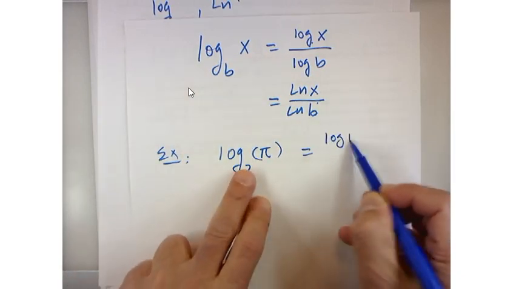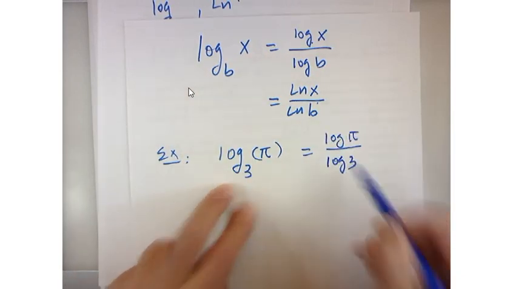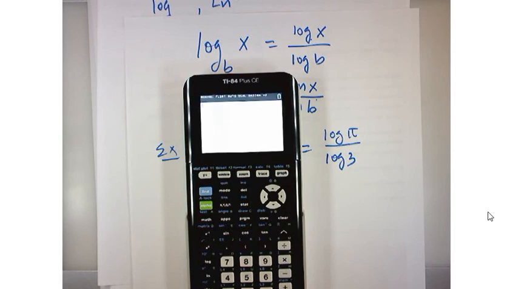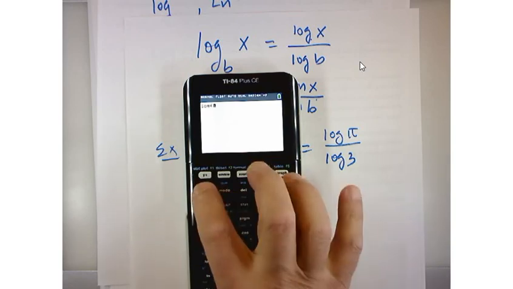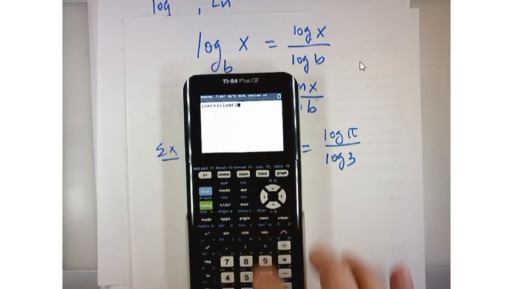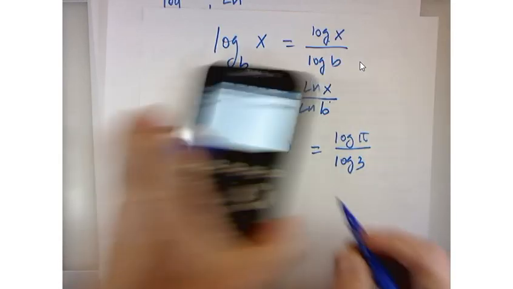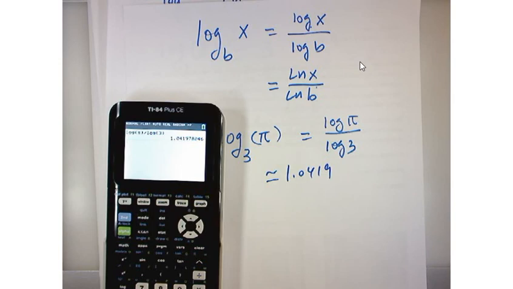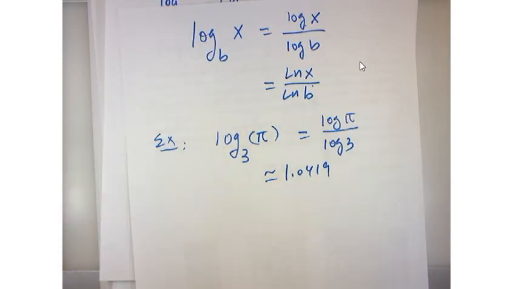So if I do log pi over log of 3 and put it in my calculator, so log of pi divided by log of 3 is 1.0419. So now we can do log to any base using the change of base formula.